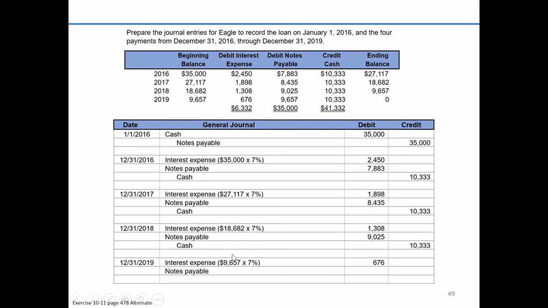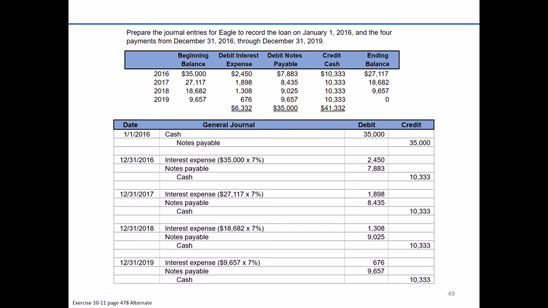The very last year, our final payment is going to be a debit to interest expense for $676, a debit to notes payable, which finally pays off our whole entire note amount of $9,657. Keep in mind, we've been paying a portion of it the prior 3 years. There was only $9,657 left, so we're going to debit notes payable by that amount. And last but not least is again crediting cash by $10,333.